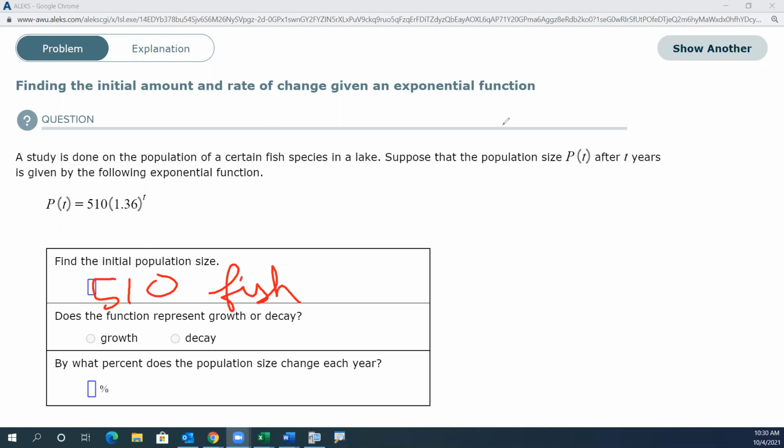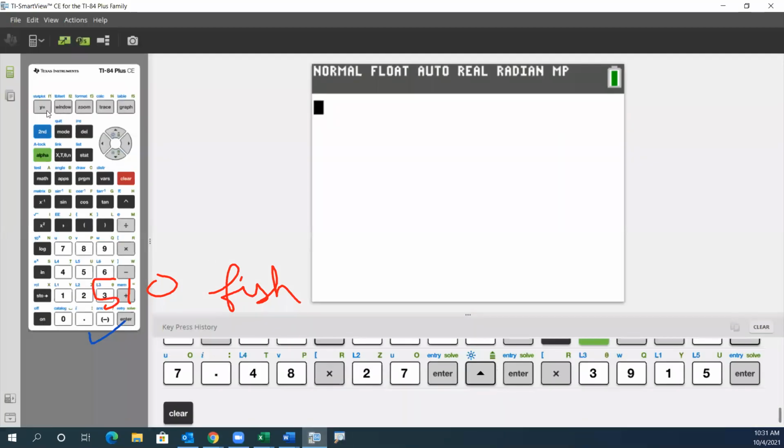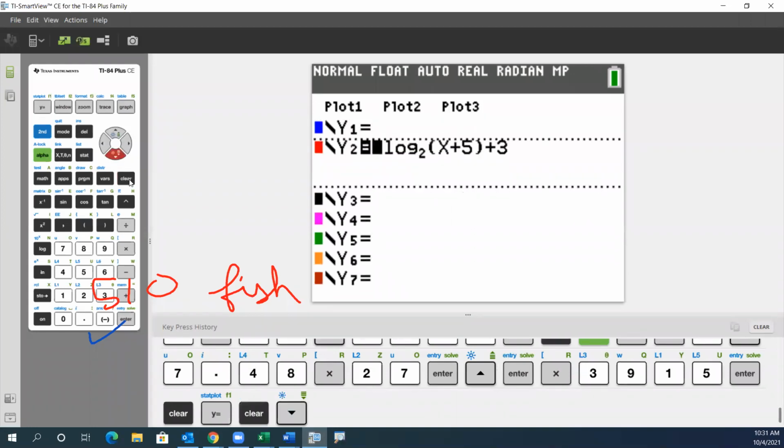So does the population represent growth or decay? Well, when the base of the exponent in an exponential function is greater than 1, it is growth. Now, if you are not sure about that, you could always just go here, 510, 1.36.